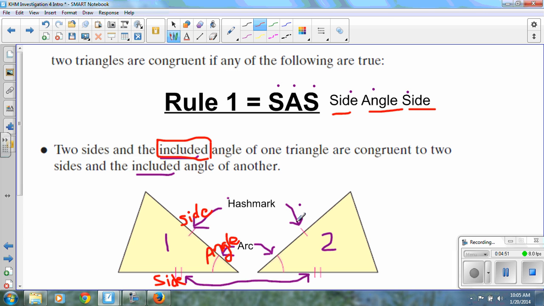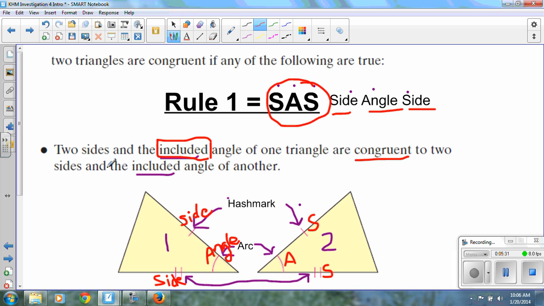Let's take a look. We come over here and we have a side, I'm just going to use our abbreviations, S. We have an angle, A, and we have the other side. Because we have the same pattern in both of the triangles, we can definitely say that these two triangles are congruent, and we say that they're congruent because of this rule, SAS. That's rule number one. There's a total of 3. Go ahead and pause if you need to write this down.